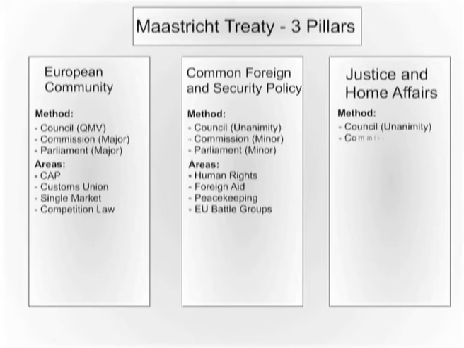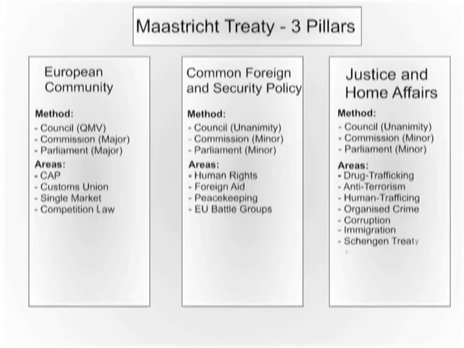Justice and Home Affairs originally operated under what was called the third pillar of the European Community. Over the years, the range of issues covered by Justice and Home Affairs has grown to include cross-border crimes such as drug trafficking, terrorism, money laundering, human trafficking, organized crime, and corruption, as well as issues such as immigration, visas, and asylum policy. It was initially intergovernmental, like the second pillar.